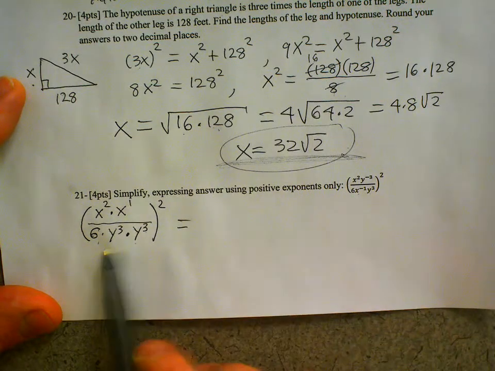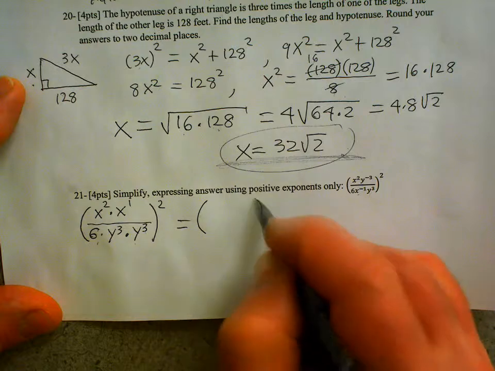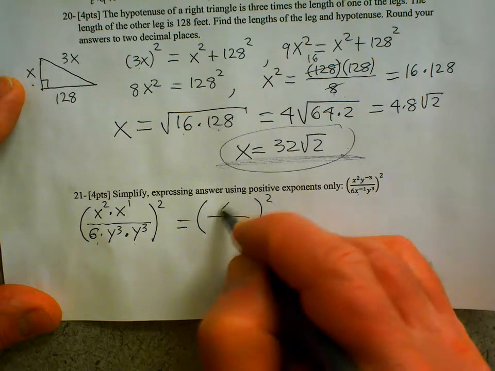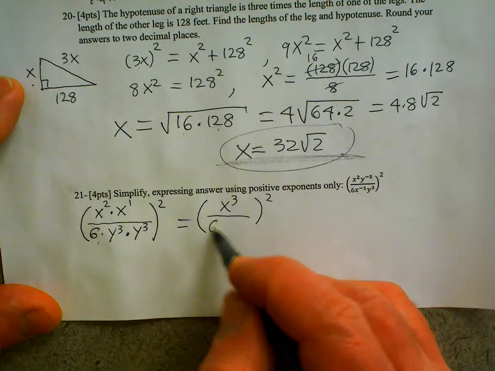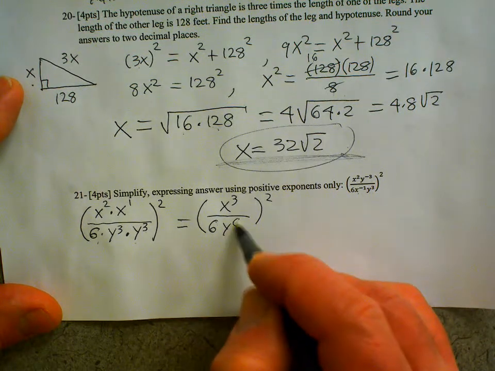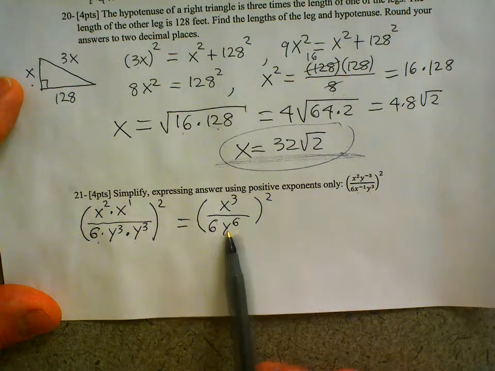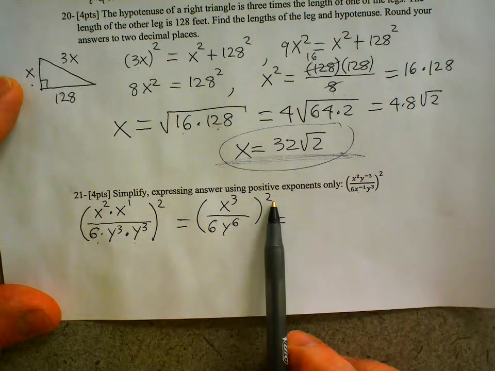We'll simplify inside the parentheses a little more. In the numerator, x to the second times x to the first is x to the third. And in the denominator, we have 6 times y to the sixth, because y to the third times y to the third is y to the 3 plus 3. And now we can apply the outer exponent.